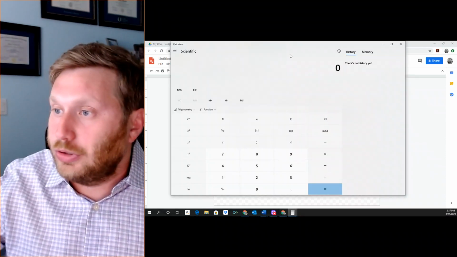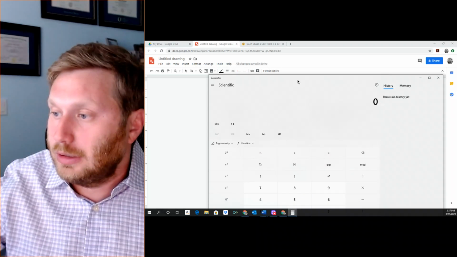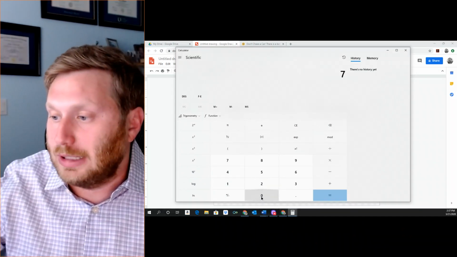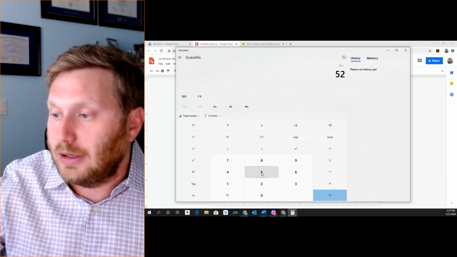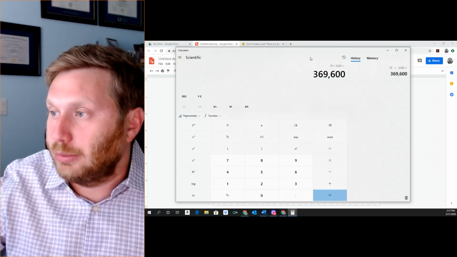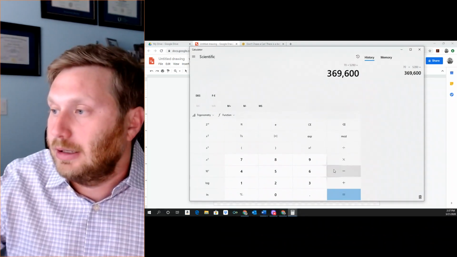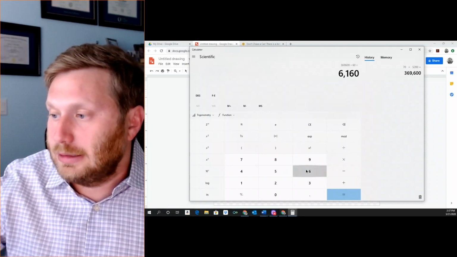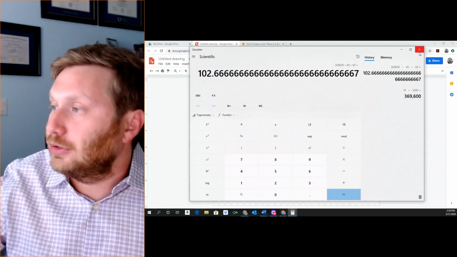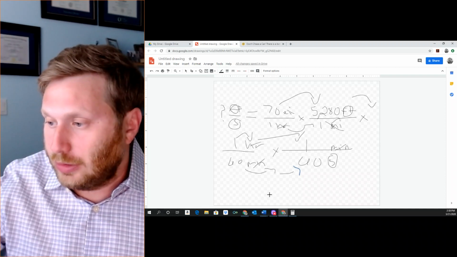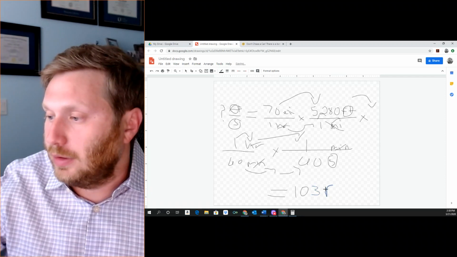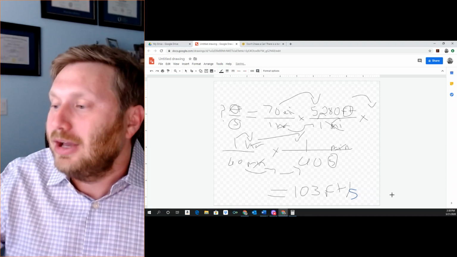So what you're going to do is 70. We don't need to put the ones on here because everybody knows that, but I just want you to understand you're multiplying all the top. 70 times 5,280. And then we're going to be dividing by 60 and 60. So divided by 60, divided by 60. And the answer is 103. We're going to round to 103 feet per second. That's a lot of feet per second. I wonder how far I can run. And you can do my lab and find out. So 103 feet per second.